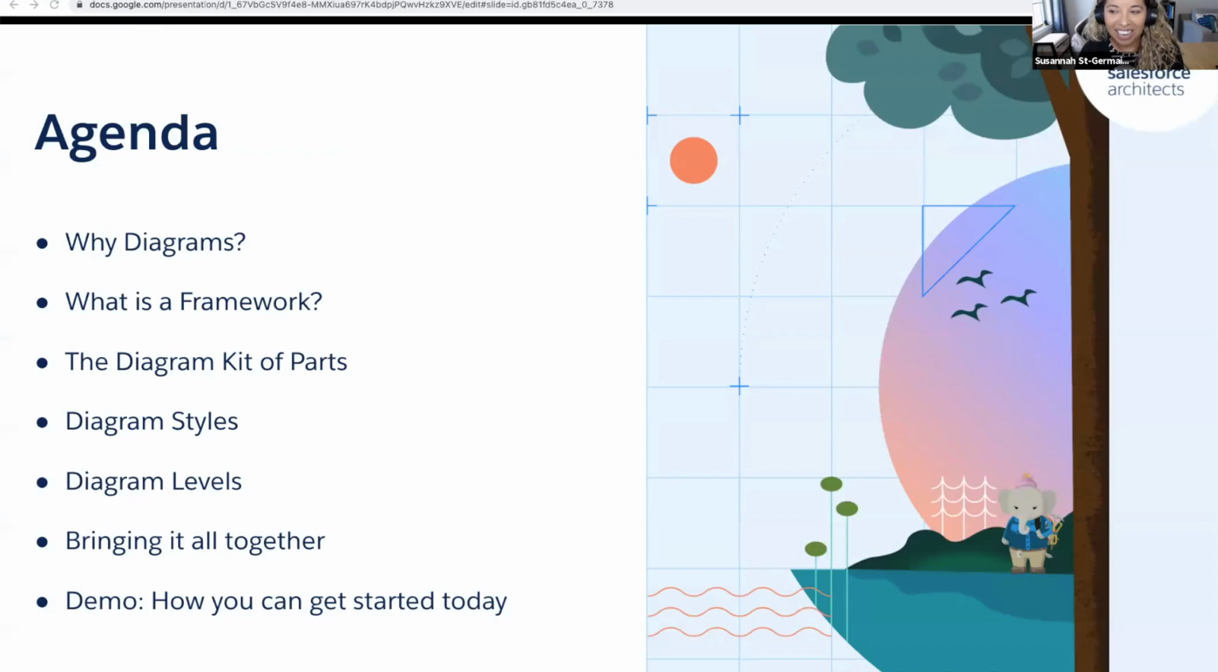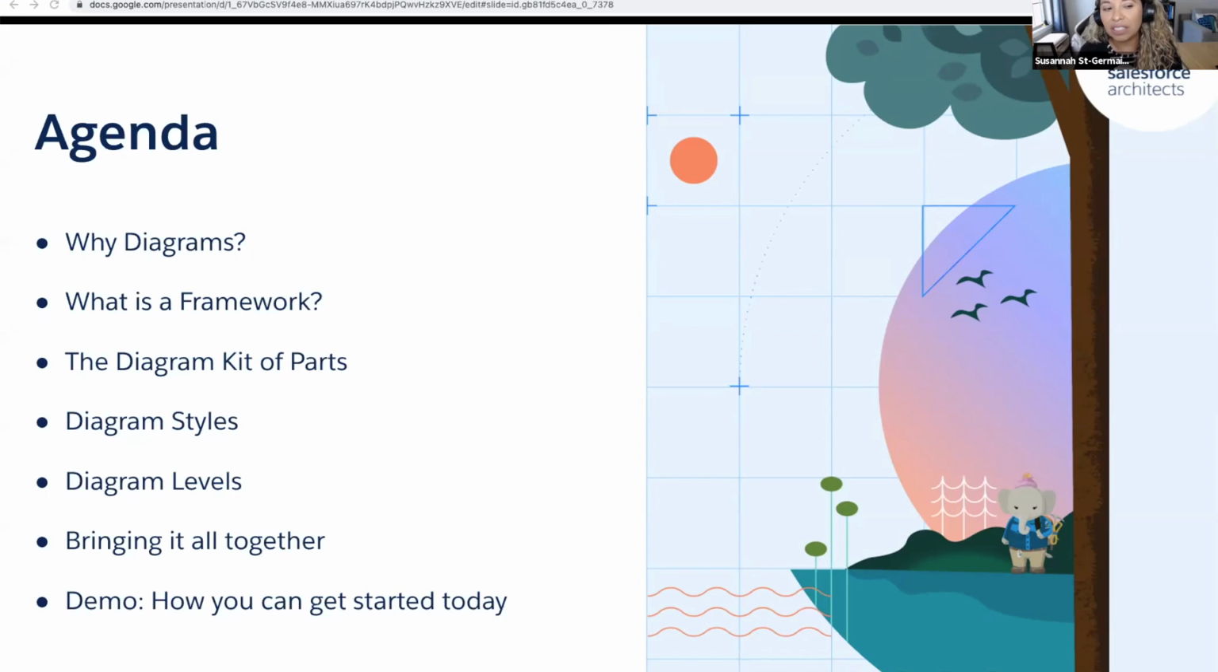So let's get down into the agenda. This is what we're going to be covering today. We're going to be talking about the Salesforce diagramming framework. So we're going to talk a little bit about why diagrams and why this was a focus of the Salesforce Architect team this year. And also talk a little bit about what a framework is, because Salesforce diagrams is a framework as well as a set of tools. So it's important to understand the framework piece.